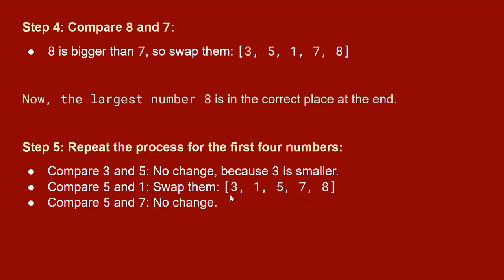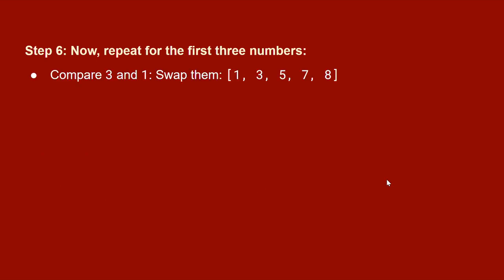Now we have to sort the remaining three numbers. Here by default we are getting 5 at the correct place, but that's not the possibility every time. So now let's sort the remaining three numbers. In the next step, we'll repeat the same process with the first three numbers. And when we compare the first two numbers, 3 and 1, we'll see 3 is greater than 1. So we'll swap their position. And after that, our list will become 1, 3, 5, 7 and 8.